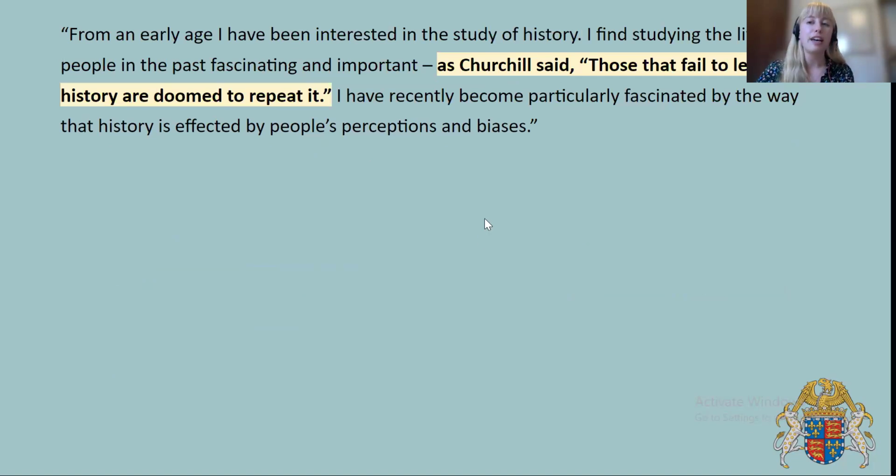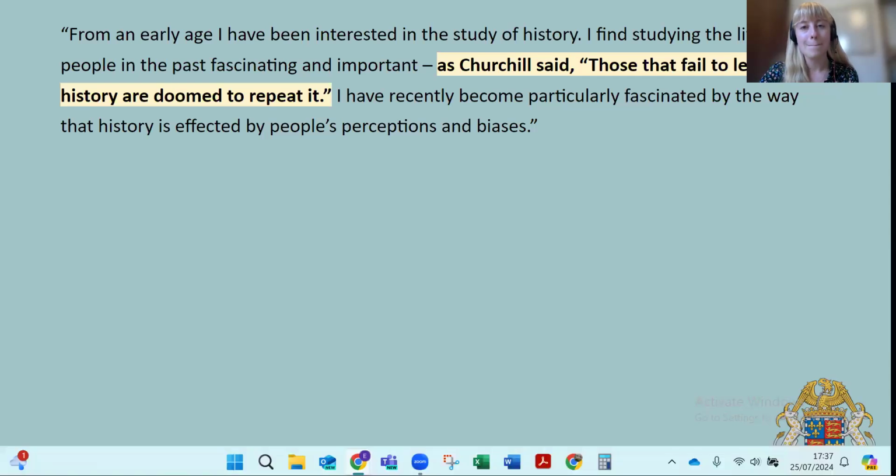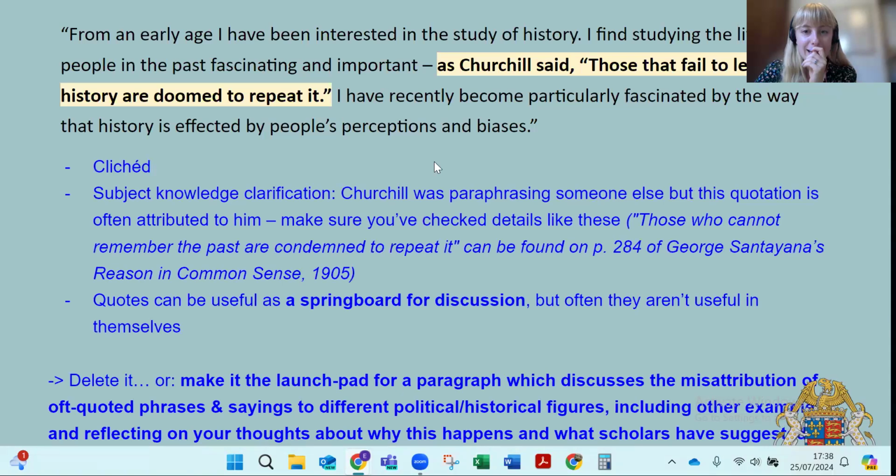As Churchill said, those that fail to learn from history are doomed to repeat it. What would you say about this part of the paragraph? Yeah, it's a quotation. What does it add here? Interestingly, and I'm just wondering if anyone spotted it in the chat, when I was researching this, I found that it's not actually technically a Churchill quotation. He's paraphrasing someone else, but it's often attributed to him. So if you're mentioning particular facts, make sure you're fact checking. Essentially, that is the first lesson to be learned from this part.